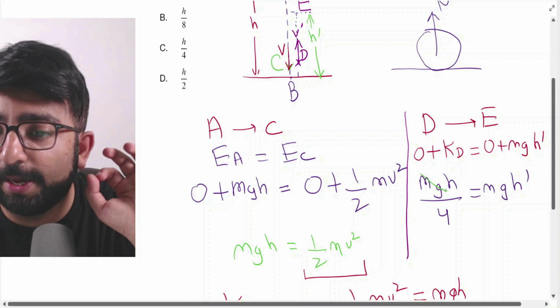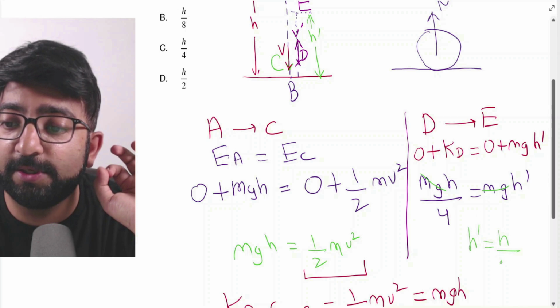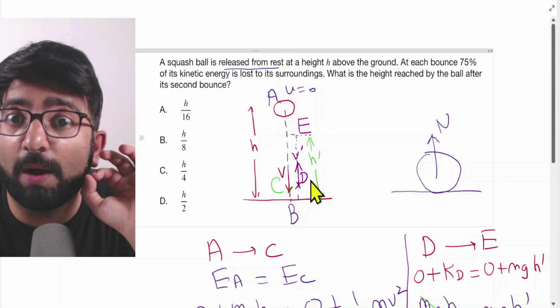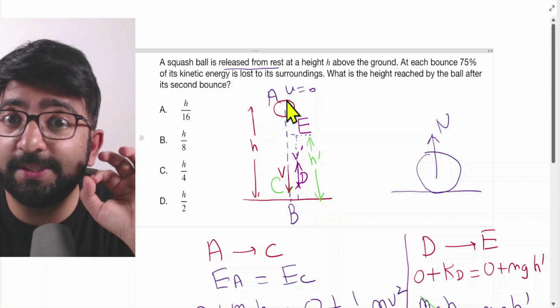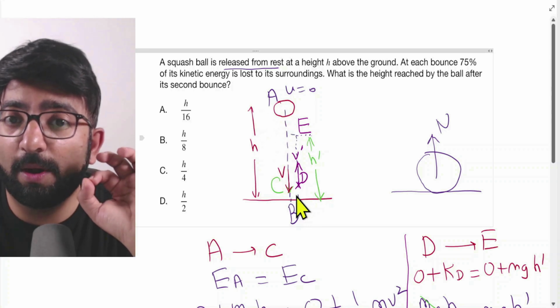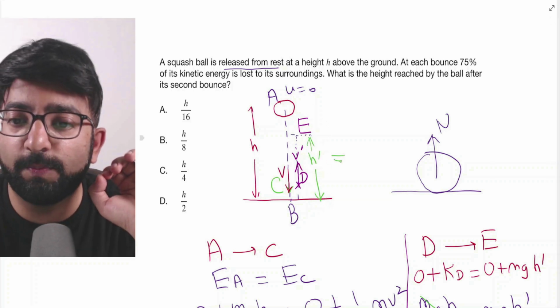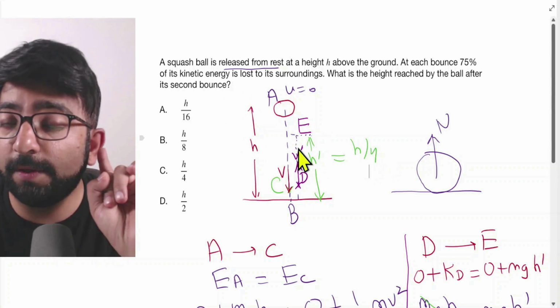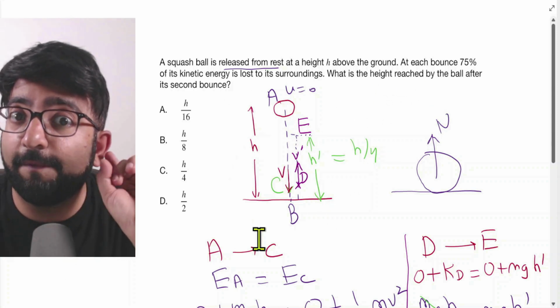Now let's simplify this. mg will get cancelled out, and we get the expression for h dash as h divided by 4. And what was h dash? h dash was the height of the ball after the first bounce. So let us repeat the entire motion of the object. The ball started from a height h, it hit the ground, and it bounced up until it reached point E, and the height of point E was h dash, which we figured out was h by 4. So initially the height was h, but after the first bounce, the maximum height is h by 4. Now the question was to find the height after the second bounce.